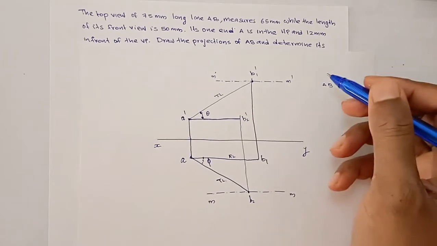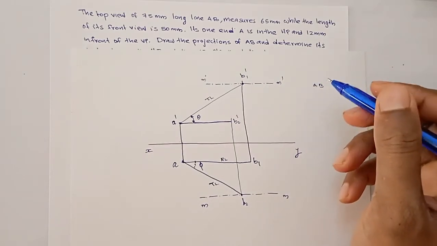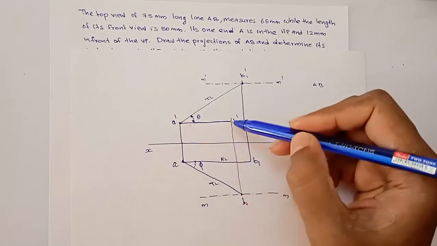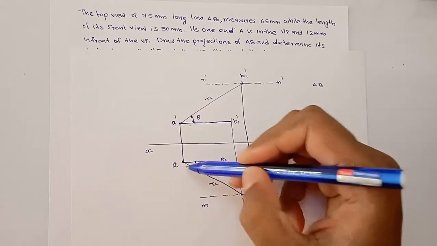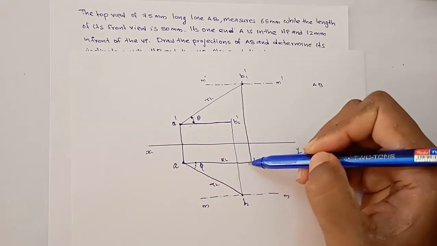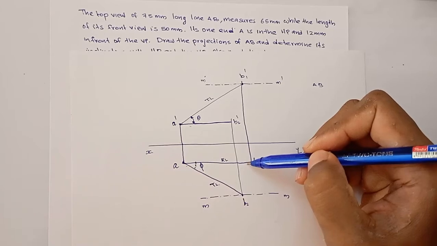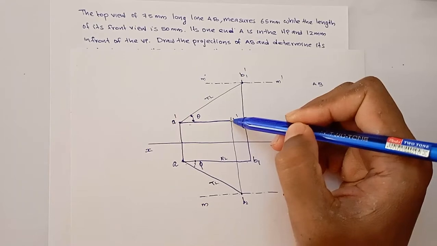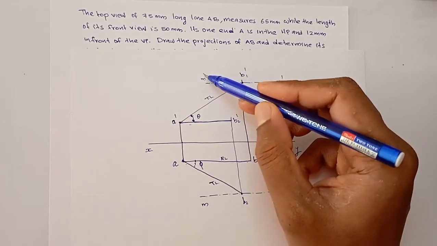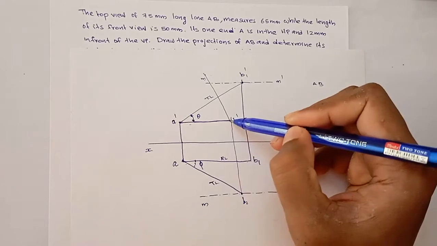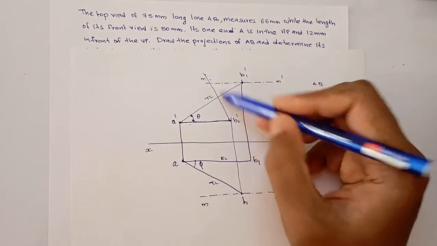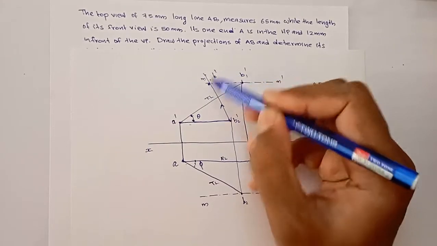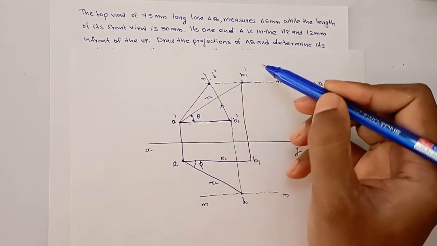So how do we find the original front view and top view? We already found the length of the original front view. From here to here, AB1 is the length of the original top view. This is only the length, not the position. How to find the position? You have to transfer this length from here to here. Take a compass or measure the distance, and draw the arc. So we get the original front view AB dash.